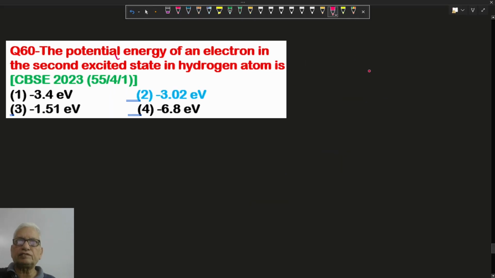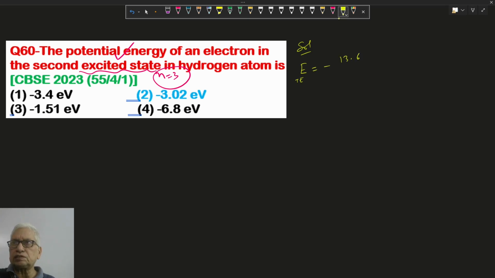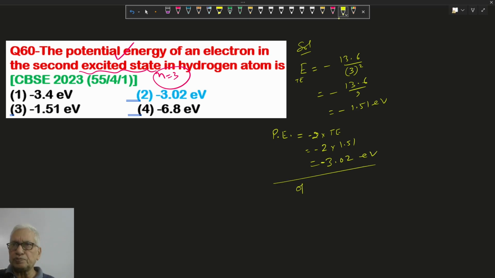In this question we have to find the potential energy in the second excited state. It means n is equal to 3. Now we know the total energy is given as minus 13.6 upon 3 square. Solving it, it comes to minus 1.51 electron volt. Now we know the potential energy is double the total energy, also negative. So 2 into 1.51 means 3.02 electron volt. The correct option is negative 3.02 electron volt.